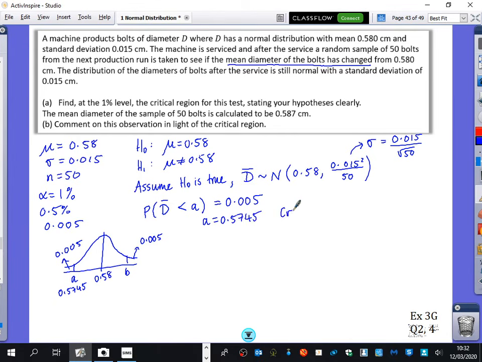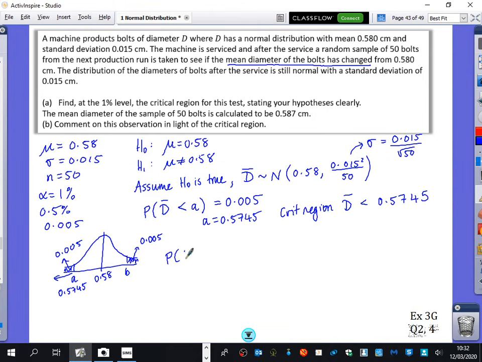So the critical region is that D bar is less than or greater than that? Less than. Yeah, because we're talking about this region all the way down here. Less than 0.5745. My other end of the tail is going to be this bit. D is greater than B.